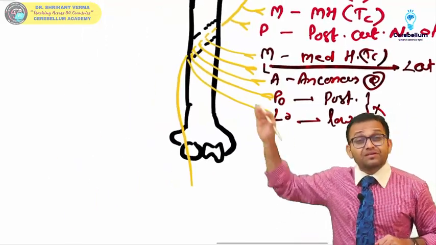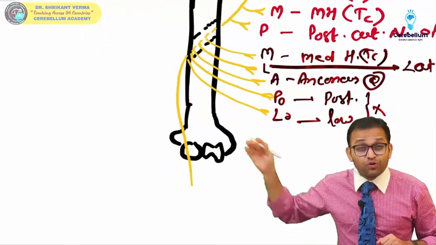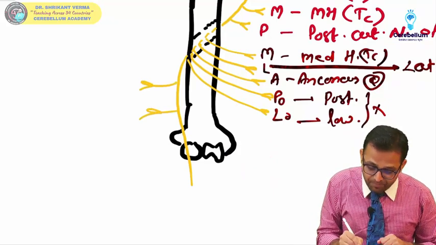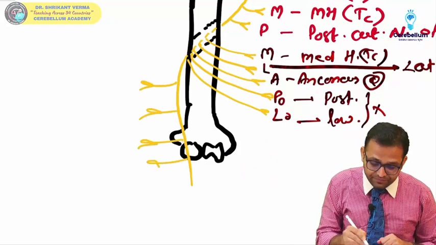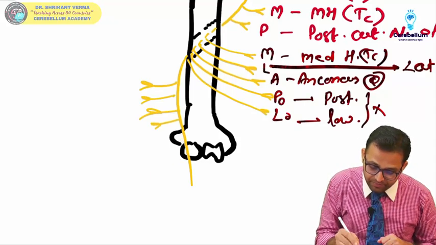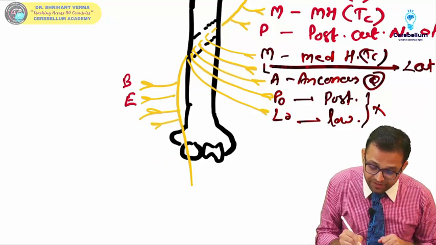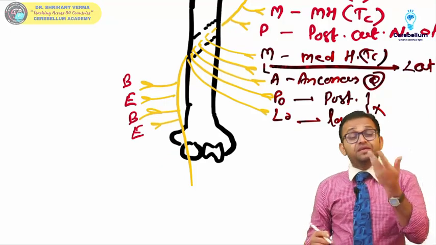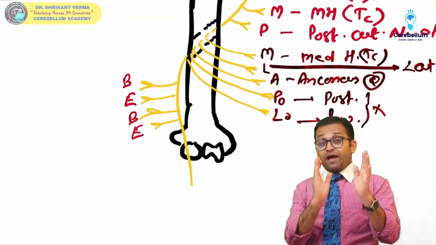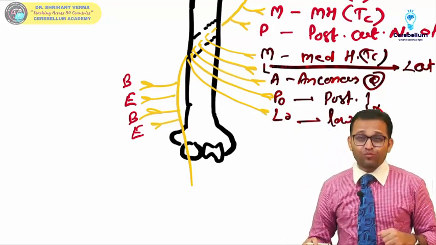Now remember the branches given by the radial nerve below the radial groove. You can remember with this mnemonic, bebe. Below the radial groove, it is giving the branches B E B E. Just like, hi bebe, bebe.